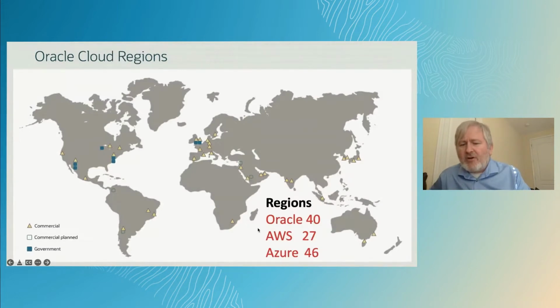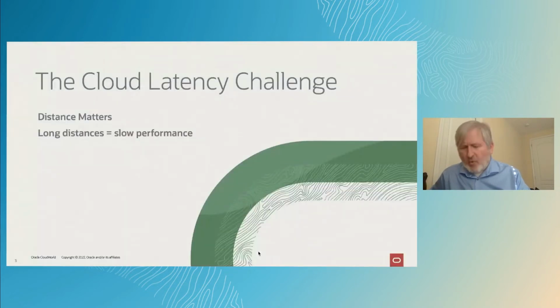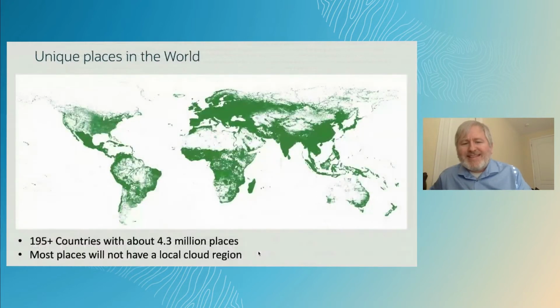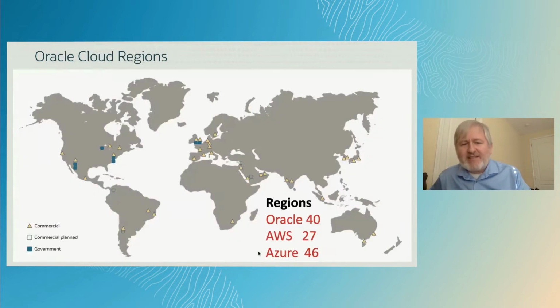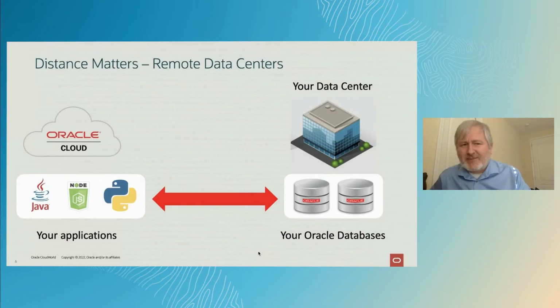Even if Oracle or Amazon or Azure has 10 or 100 times more data centers, there's always going to be more places where people live in cities than where data centers are. So why am I saying this? It's because it's all about distance. If your system is in the same city as your cloud region, that's good. But almost always that's not going to be the case. Why does that matter? It's all about performance.